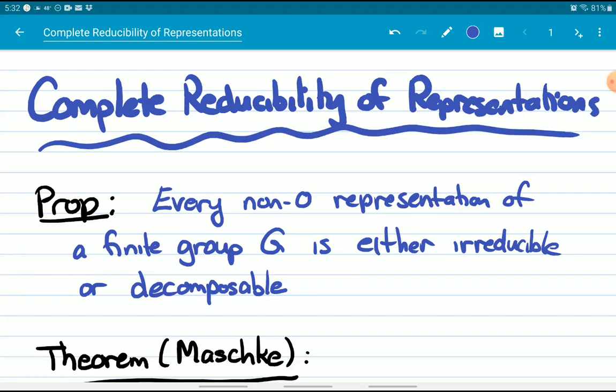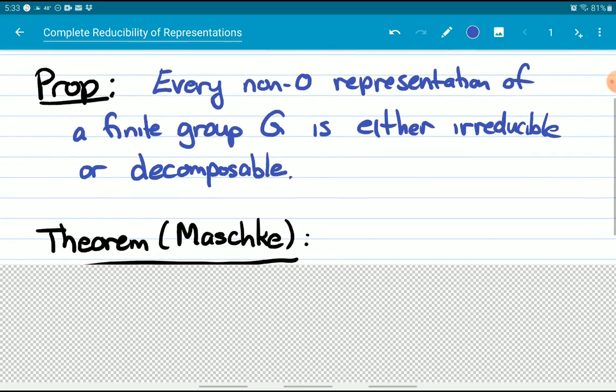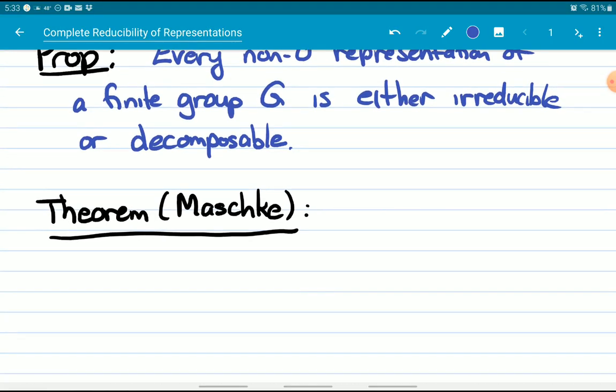So now finally we prove the first main result about representations of a finite group. Remember I showed that every non-zero representation of a finite group G is either irreducible or decomposable. I actually only showed it for finite dimensional representations. It's actually true without that hypothesis. But the theorem I'm going to prove now actually requires that.